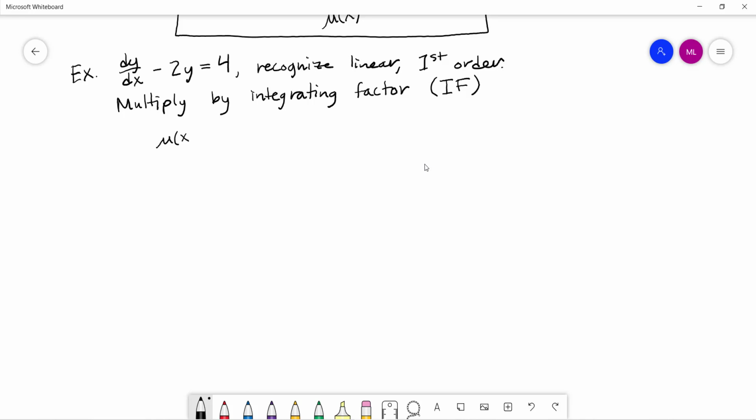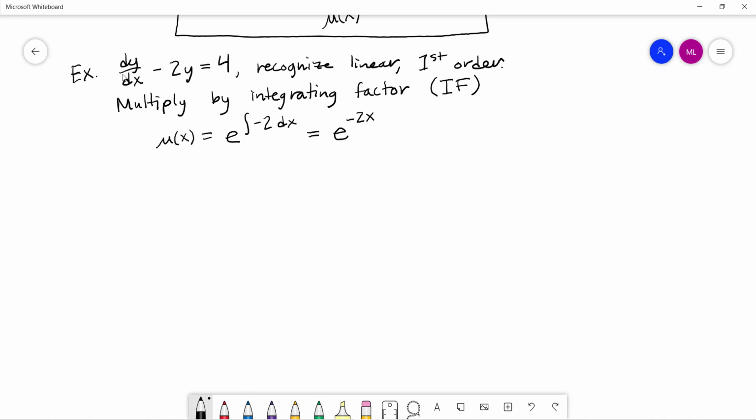So what is our integrating factor? Our integrating factor, mu of x, is going to be e to the integral of p of x. What is our p of x? It's -2 times dx. And so in doing that, what is the integral of -2 dx? Well, that's just going to be e to the -2x. So there is my integrating factor, e to the -2x.